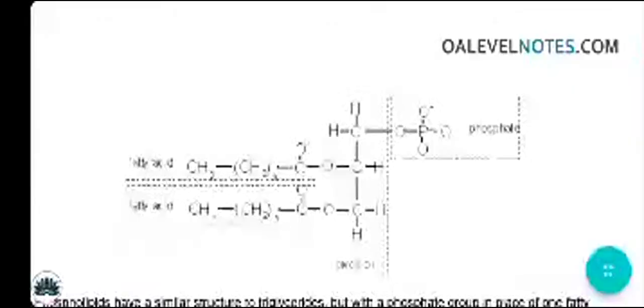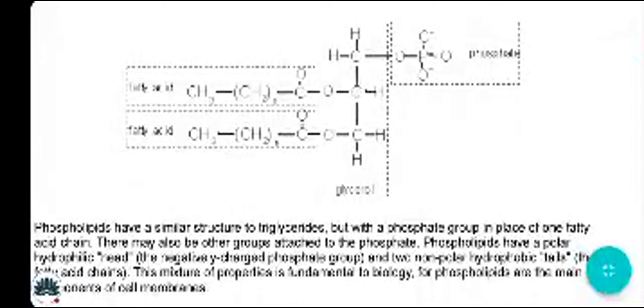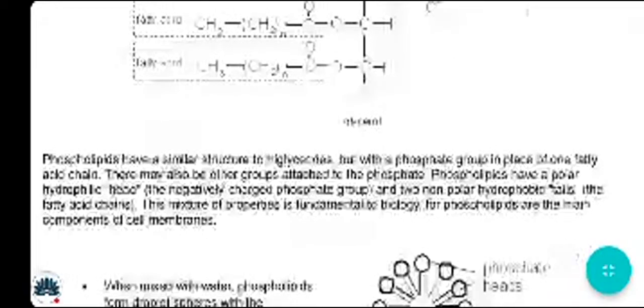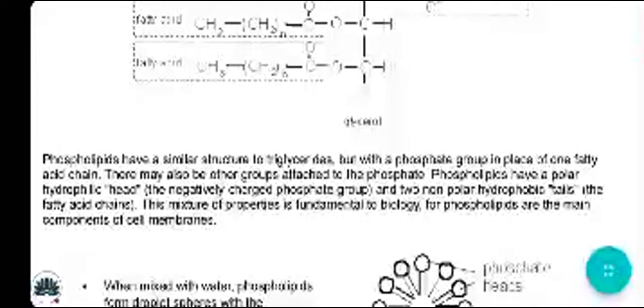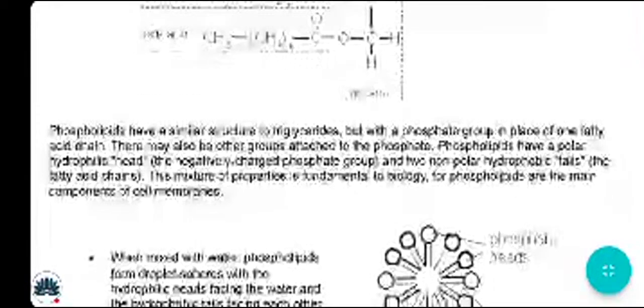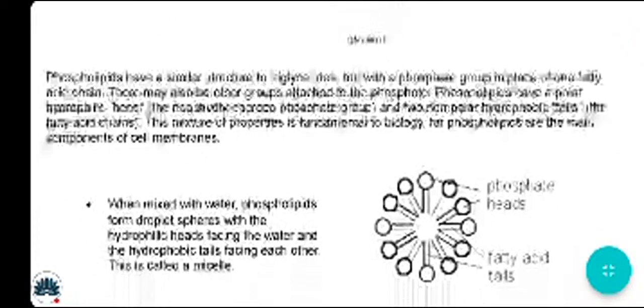All right. We'll be discussing the phospholipid, as we have already discussed this. It has a hydrophilic head and hydrophobic tails. Phospholipids have a similar structure to triglycerides but with a phosphate group. Okay, a phosphate group, you know, P. This is the determination for phosphate. Phospholipids have a polar hydrophilic head with the negatively charged phosphate group and two nonpolar tails. Okay, that we have already understood.